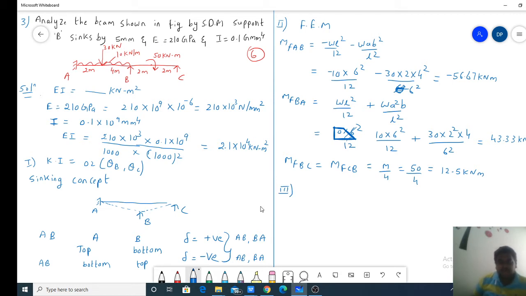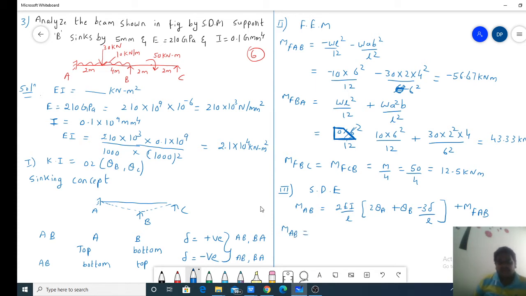Our slope deflection equations. So whenever I am calculating for slope deflection equations, you know that MAB is equal to 2EI upon L into 2 theta A plus theta B minus 3 delta upon L, right? Plus MFAB. Now AB, when I am considering this, delta is to be considered, and how delta is positive or negative depends upon this. Now MAB is equal to, right?